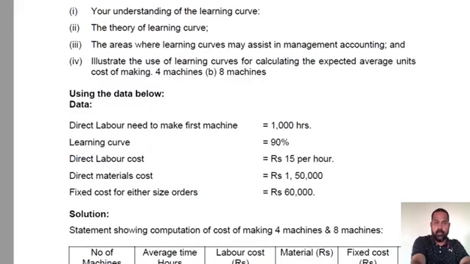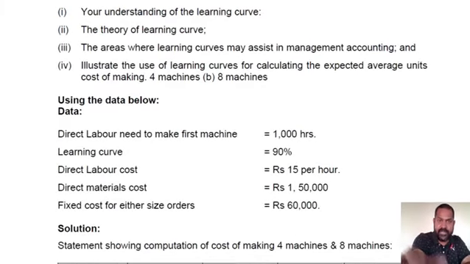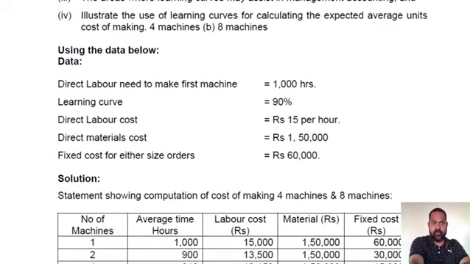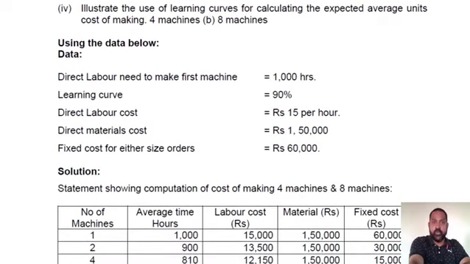Sorry, what does the question say? Well, the question says: illustrate the use of learning curves for calculating expected average unit cost of making 4 machines and 8 machines. So what are you doing? You are making machines. Okay. Using the following data. What is the data?